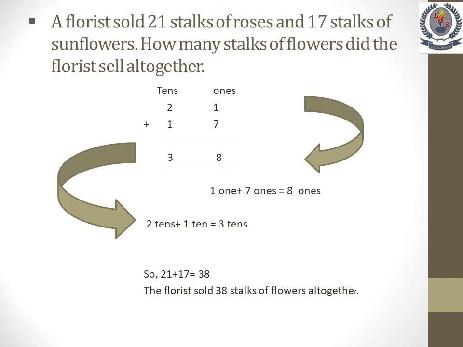Can you find the sum of 21 and 17 by counting on in tens? No. We can find the sum by first adding the ones and then adding the tens. 3 tens and 8 ones is 38. The sum of 21 and 17 is 38. The florist sold 38 stalks of flowers altogether.